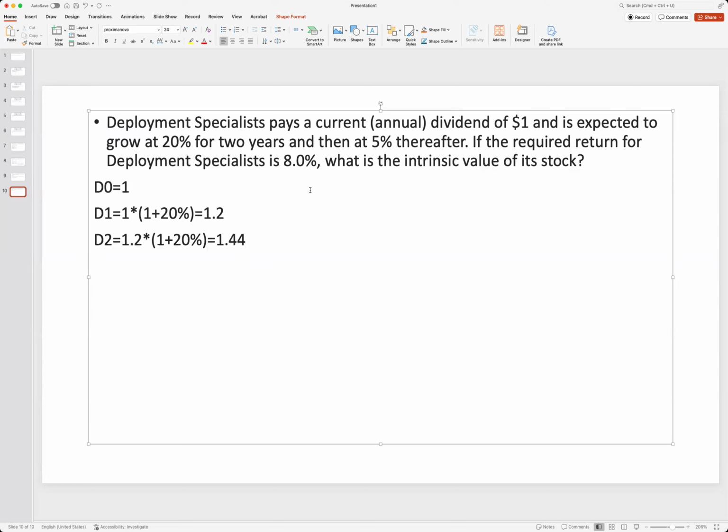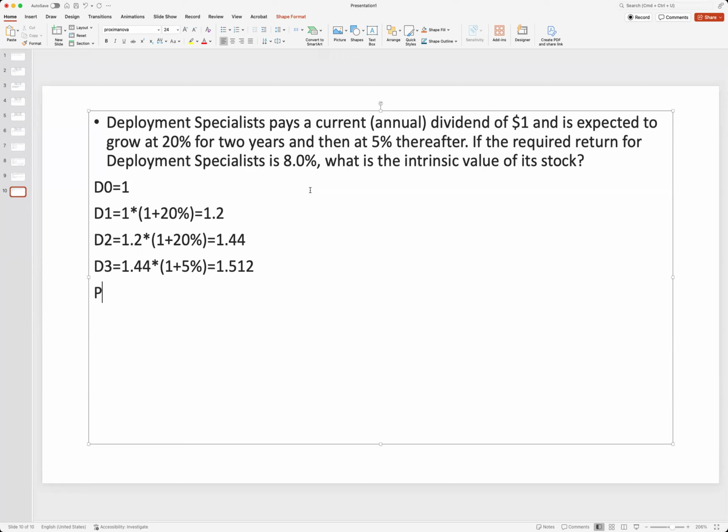What about year 3? Now the dividend growth would have slowed to growing at 5%. So it's going to be 1.44, D2, times 1 plus 5%, which gives me 1.512. And from there onwards, the company grows constantly at a 5% rate.